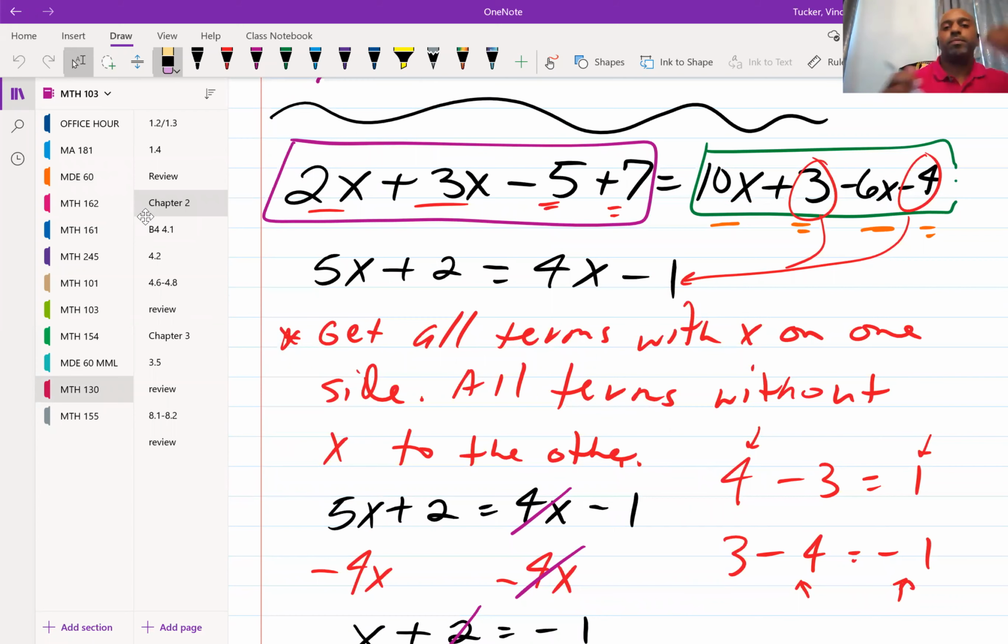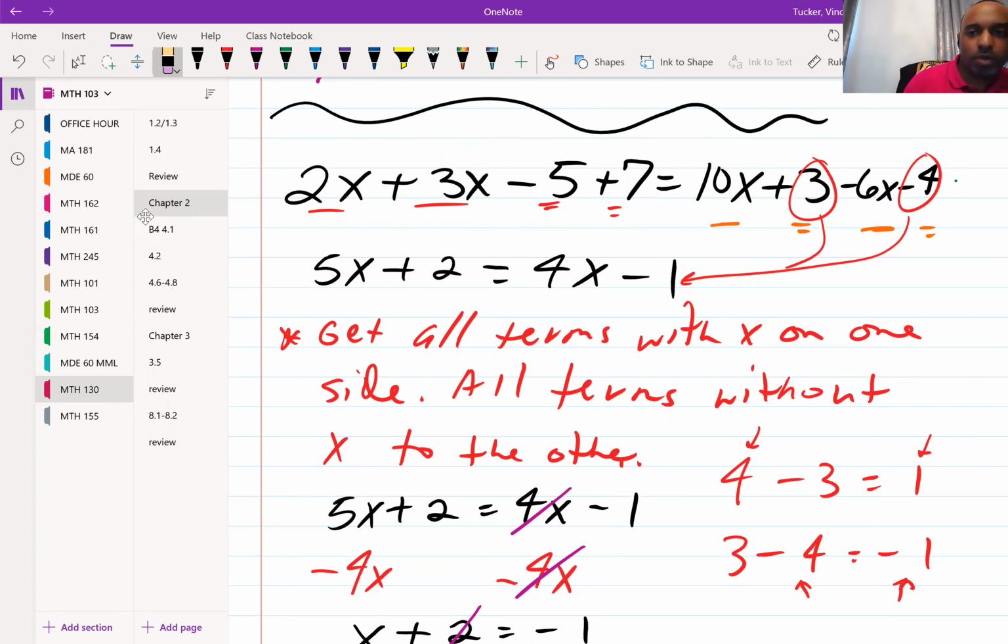So now this one has a little more involved, but it's the same thought process as the one in which we have terms on each side of our equation, and we'll be able to add them and subtract them from each other first before we move anything across our equal sign. So we have 2x plus 3x minus 5 plus 7 equal to 10x plus 3 minus 6x minus 4.